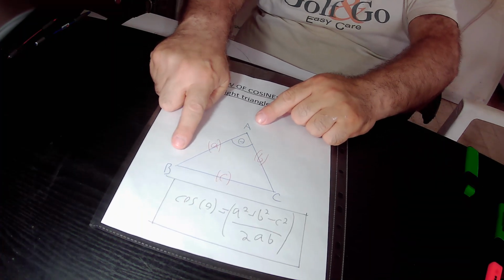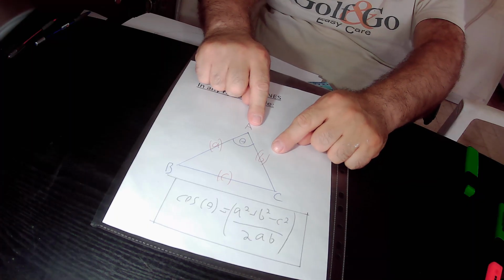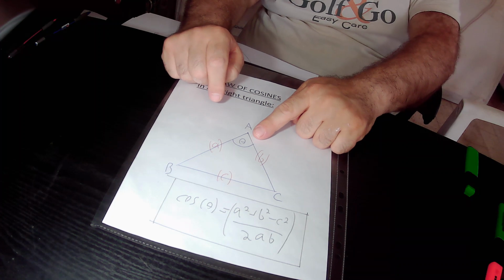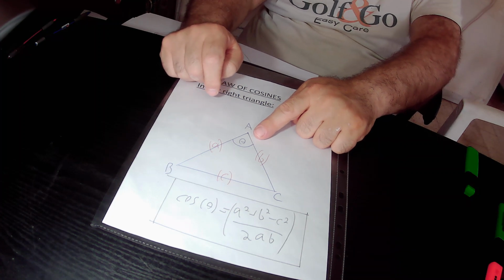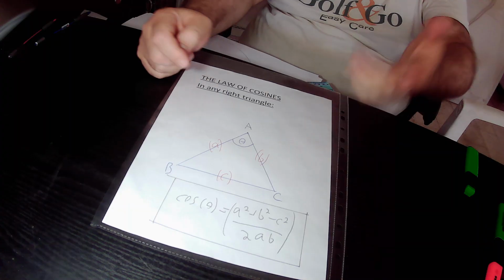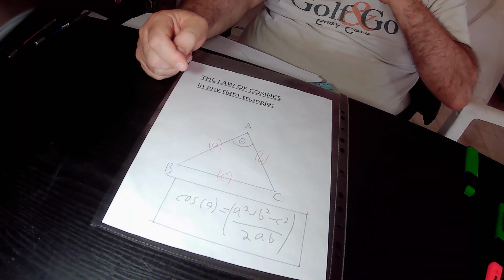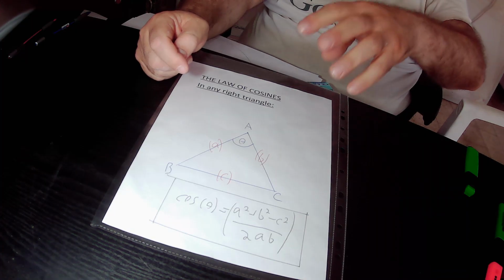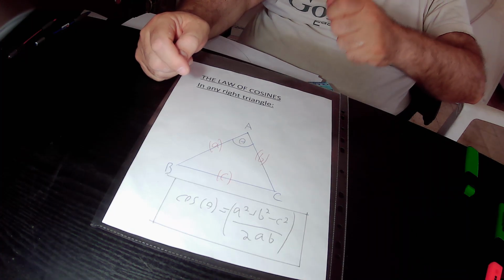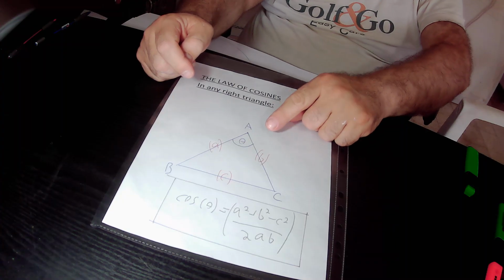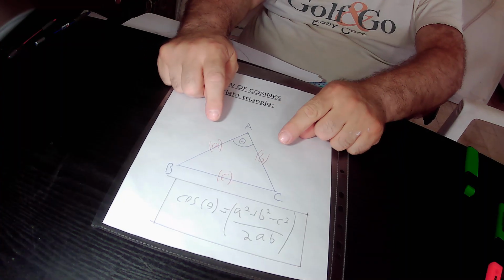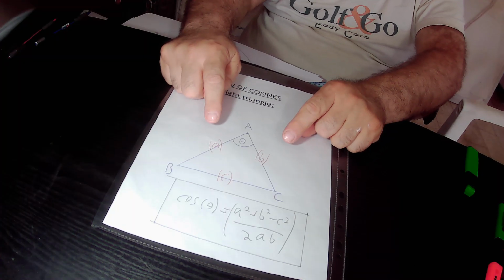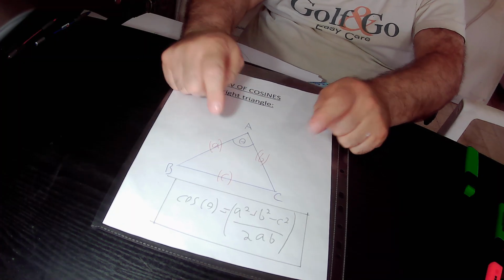In this triangle ABC, the length of side AB is a, side AC equals b units in its length, and side BC equals c units in its length. This is angle BAC. The size of this angle BAC is theta. So according to the law of cosines, in this triangle ABC that could be any triangle, the following equation will be true: cosine theta equals a squared plus b squared minus c squared over 2 times a times b.